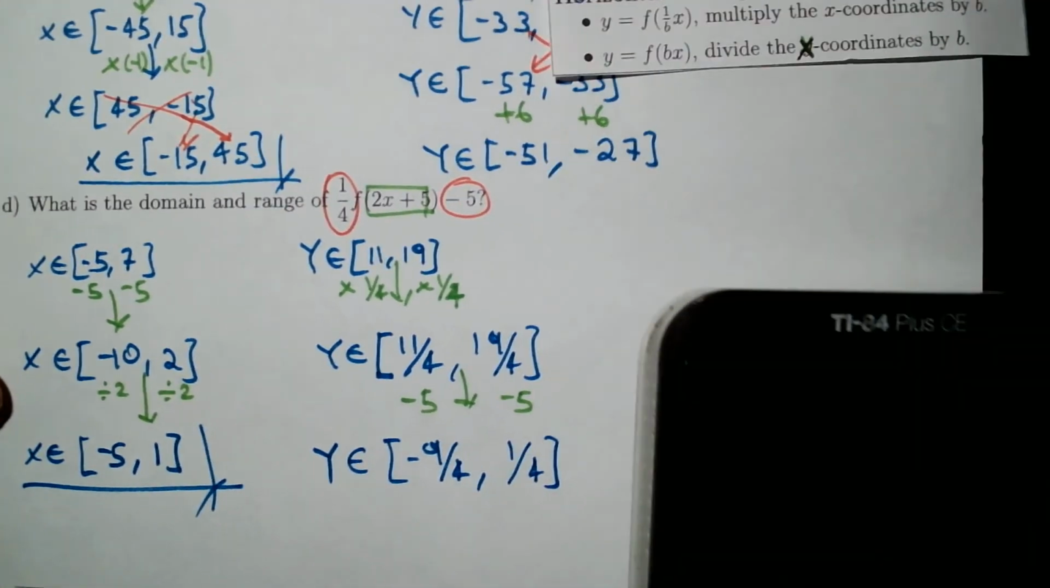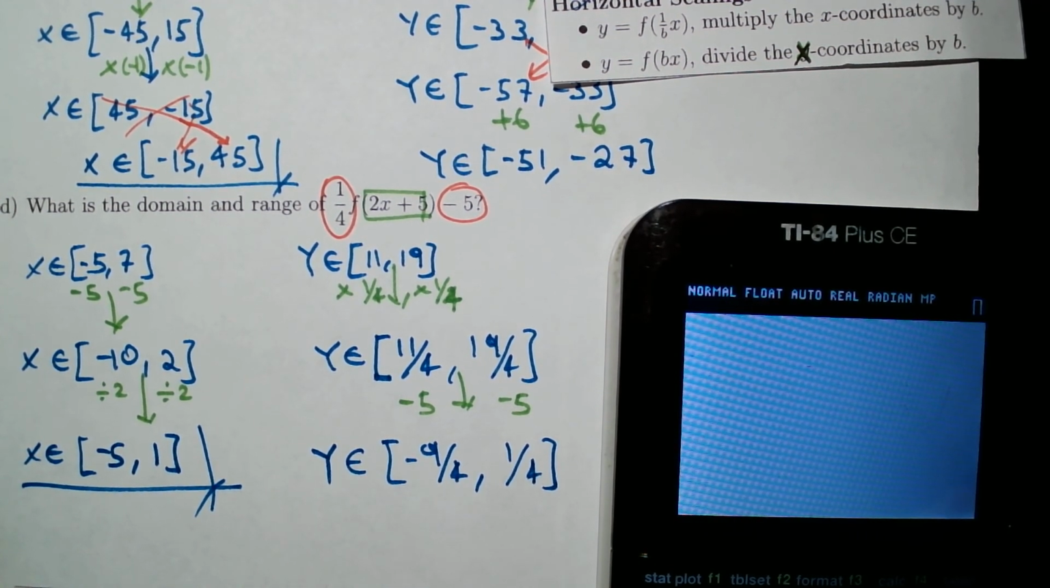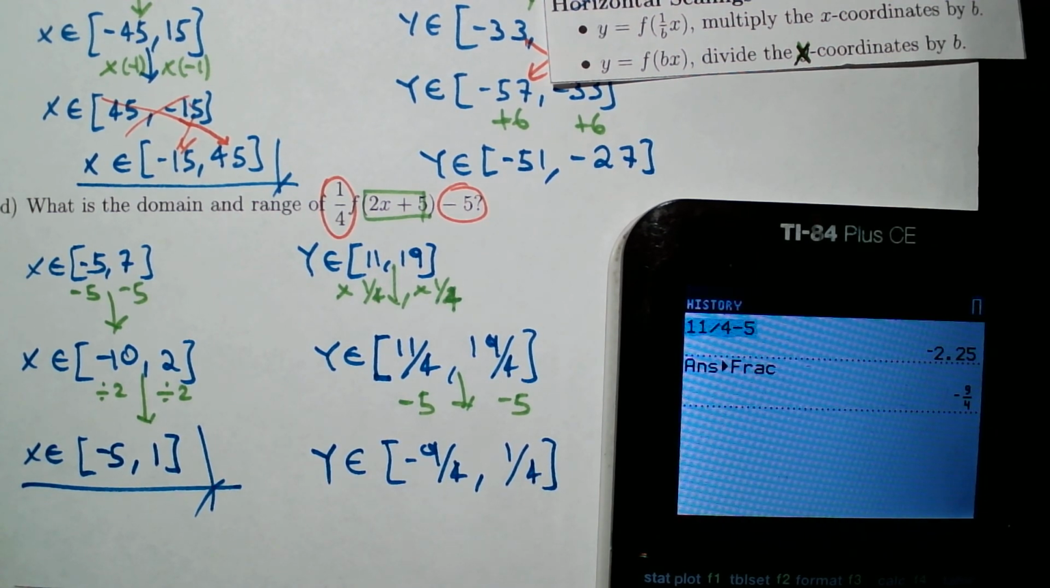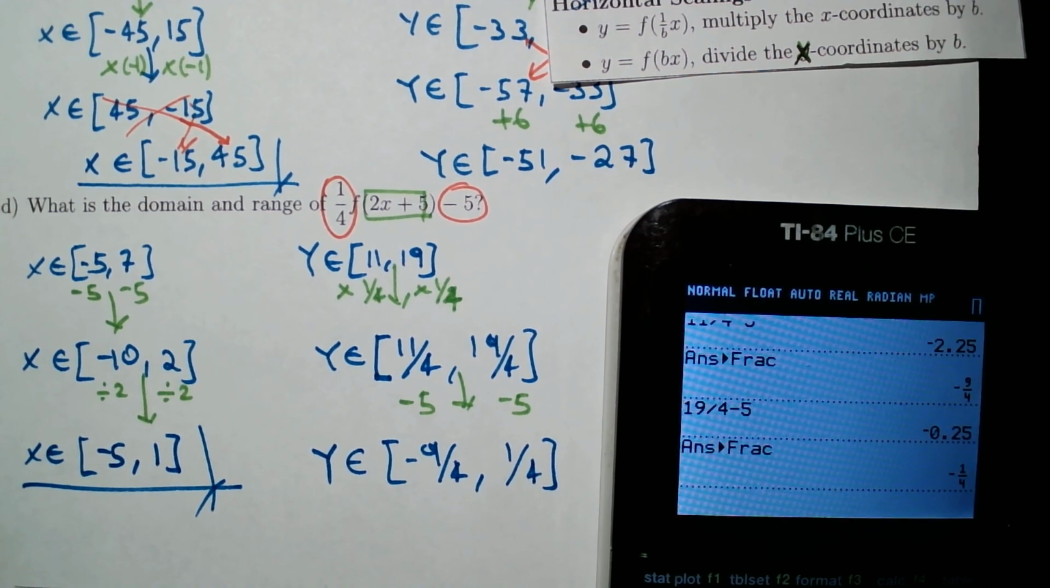Let's verify that again, just to make sure. So 11/4 - 5, math frac command, that's negative 9/4. And then in this case, 19/4 - 5, that's -1/4.